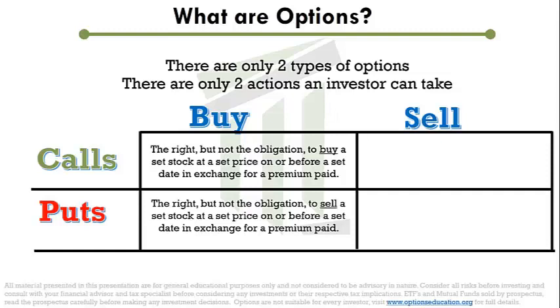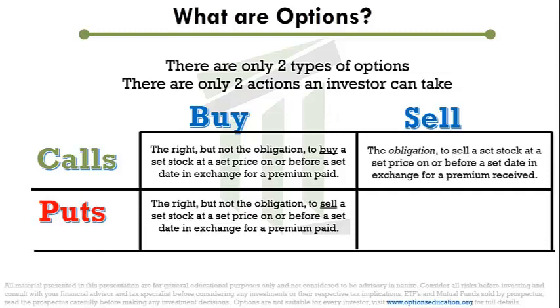The buyer of a put has the right, but not the obligation, to sell a set stock at a set price on or before a set date in exchange for a premium paid. Once again, notice that the put offers a right, and that it is in exchange for a premium paid. So what's the difference? Really, it's a one-word difference between calls and puts. A call gives someone the right to buy a set stock, whereas a put gives someone the right to sell a set stock.